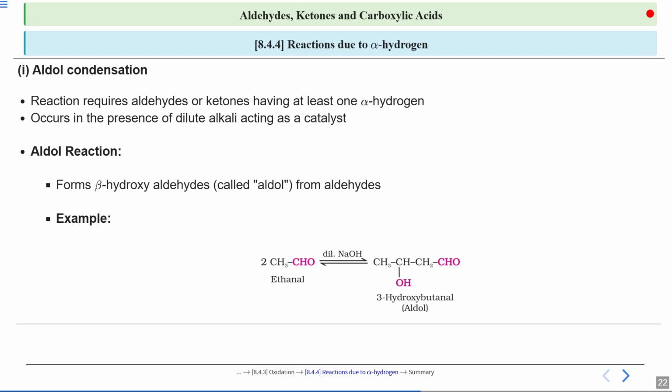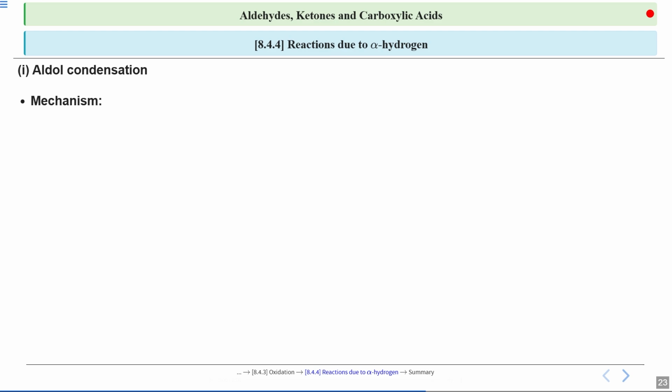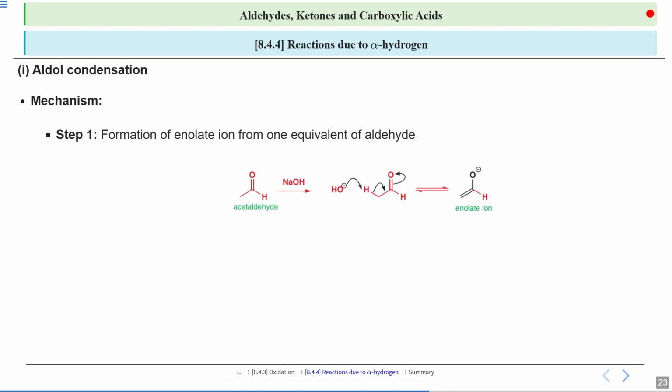Okay, we will look at the mechanism, so you will get to know how this reaction is happening. Now look at this mechanism. One by one, we will break this into steps, which will help you understand more clearly. Step 1 is the formation of the enolate ion from one equivalent of an aldehyde. So initially you have the aldehyde, and we will form an enolate ion. Here the aldehyde loses a hydrogen ion, forming a negatively charged enolate ion.